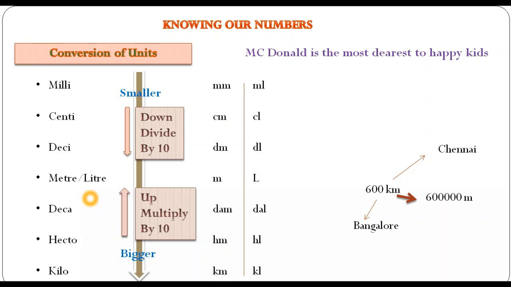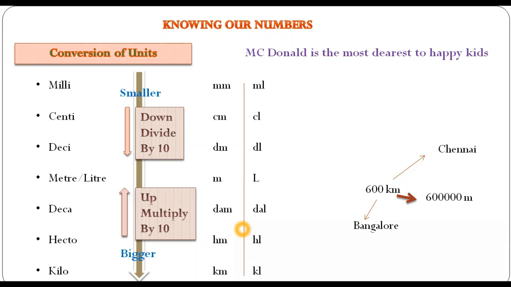Similarly, if you want to convert from kilo to deci, there also you will multiply because you are moving upward. And with what? 1, 2, 3, 4 steps, therefore 4 zeros. So you will multiply it by 10,000. So that is the concept of conversion of units, and I hope you will remember this.